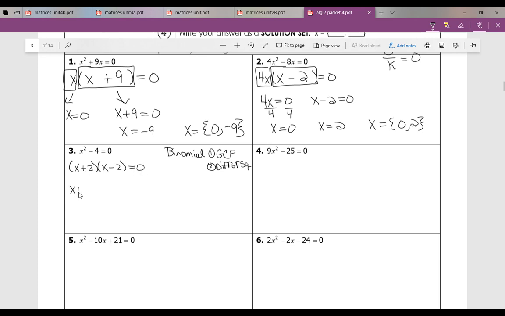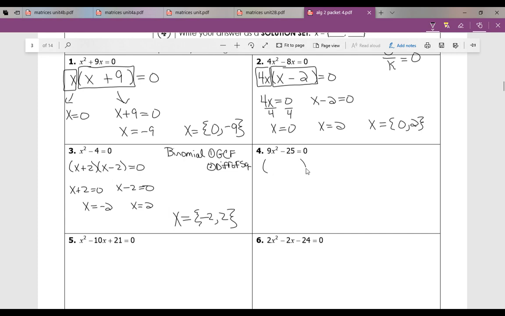I take each factor, set them equal to 0, and I solve it. I get negative 2 from the first equation and positive 2 from the second equation. So my solution set is negative 2 and 2. Any questions about that? All right, difference of squares.